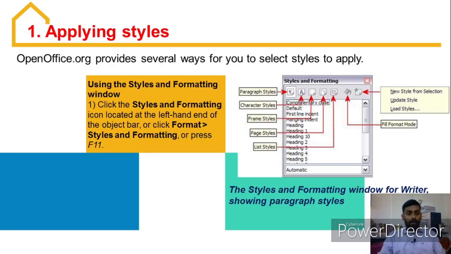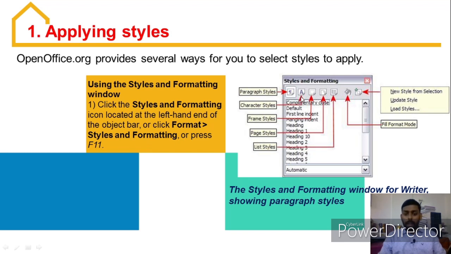Moving on, applying styles. That's the first topic. OpenOffice.org provides several ways for you to select styles to apply. The first method is using the Styles and Formatting window. Here is the window. Click the Styles and Formatting icon located at the left-hand side end of the object bar, or click Format, Styles and Formatting, or press F11.